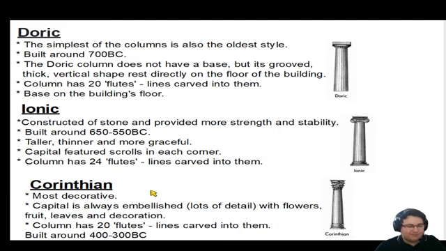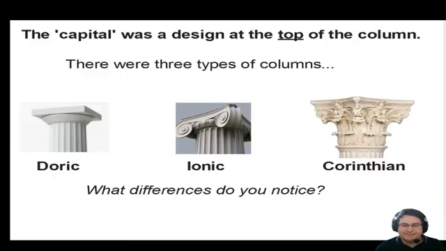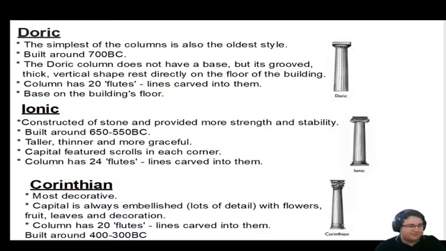And finally, we move on to Corinthian, which are the most decorative, aren't they? You might have noticed lots of patterns, and there seems to be flowers on this one, which is really lovely. So the capital is always embellished, which means it's very decorative and has lots of detail with flowers, fruit, leaves, and other decorations.